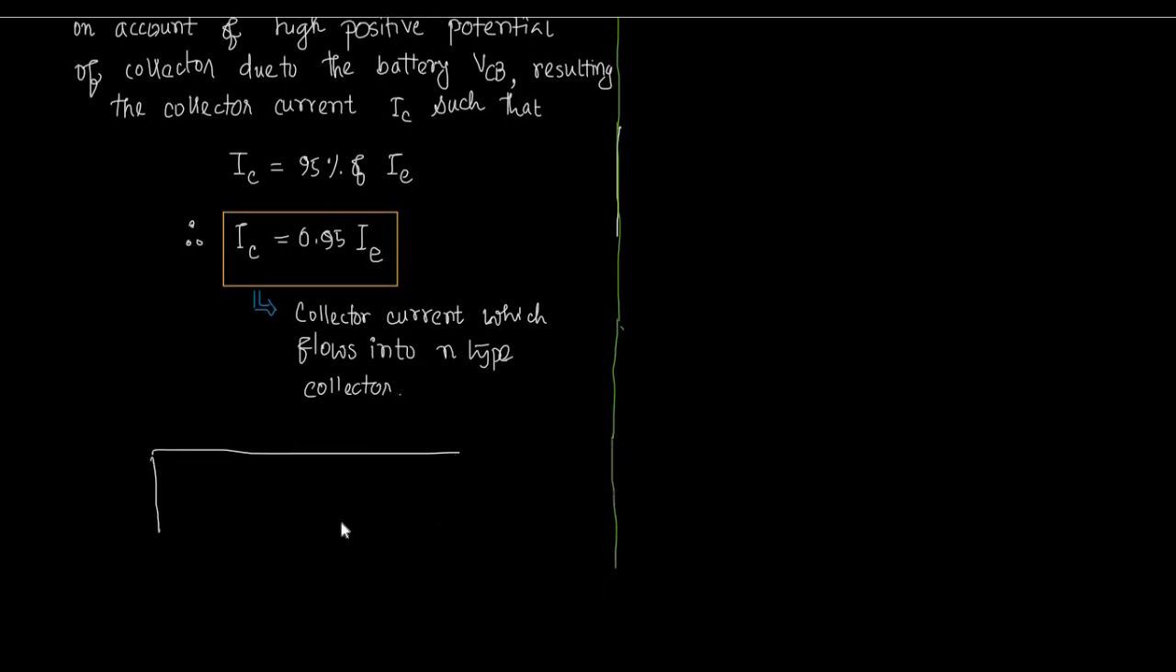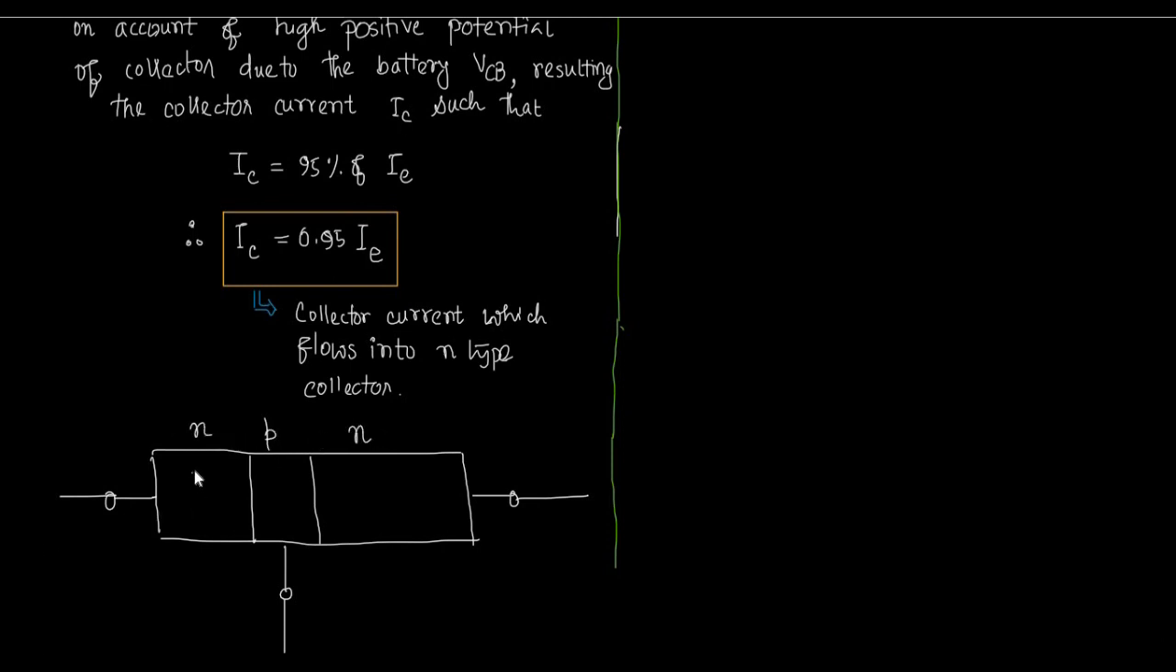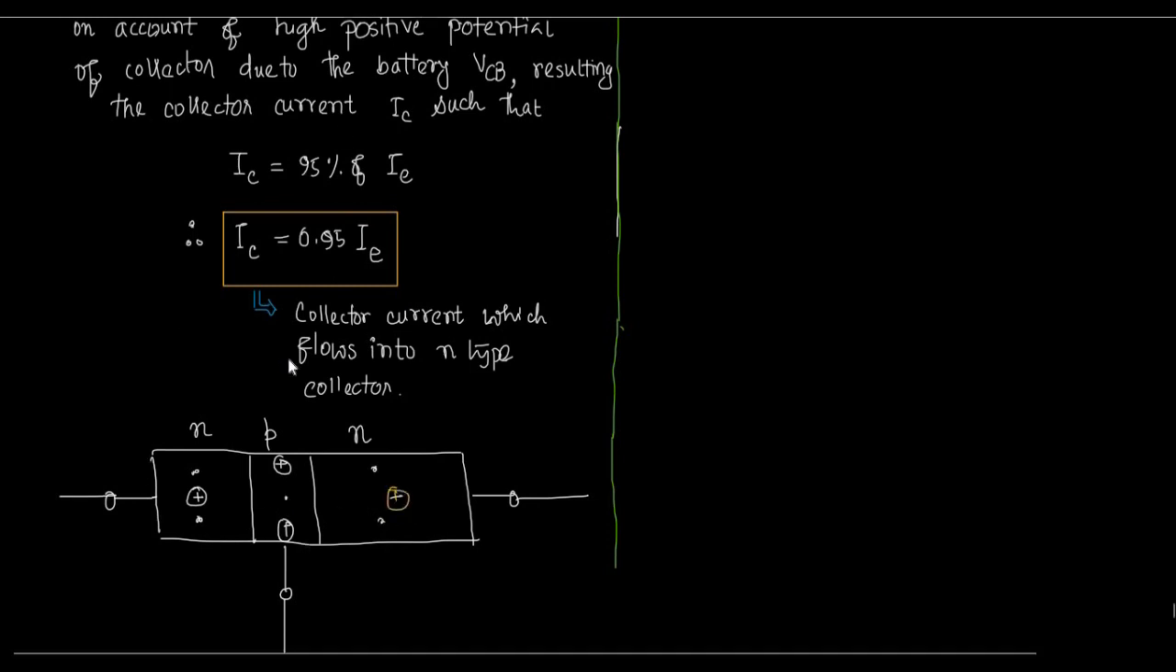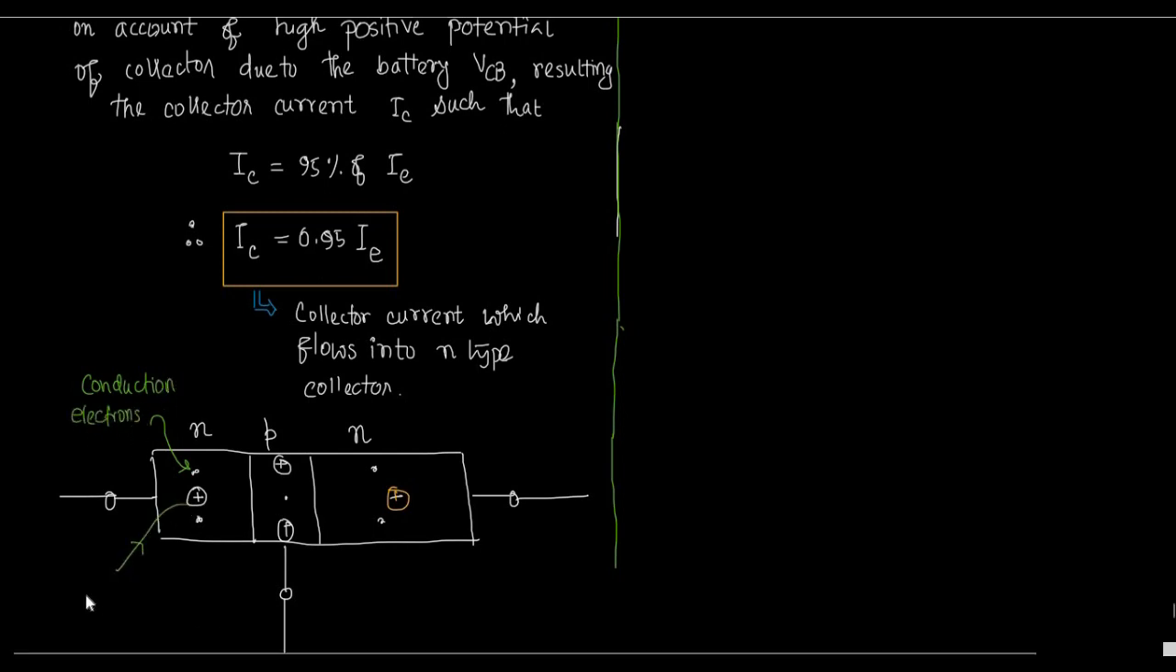Now we can draw the diagram of the NPN transistor. This is the NPN transistor. A dot means conduction electrons, which we can denote as majority and minority charge carriers. A dot with a circled positive sign means holes.